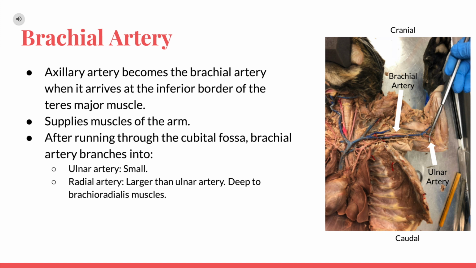We just looked at the axillary artery, and now we see the brachial artery. The axillary artery becomes the brachial artery at the inferior border of the teres major muscle, and the brachial artery supplies most of the muscles of the arm. But once the brachial artery runs through the cubital fossa, it then branches into two other arteries, the ulnar artery and the radial artery.